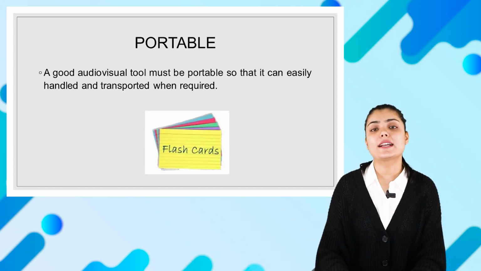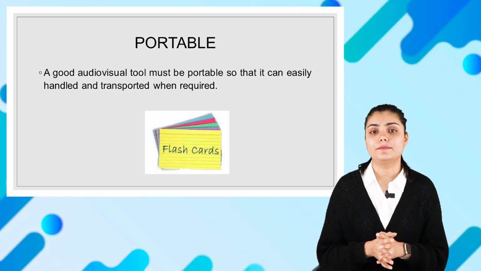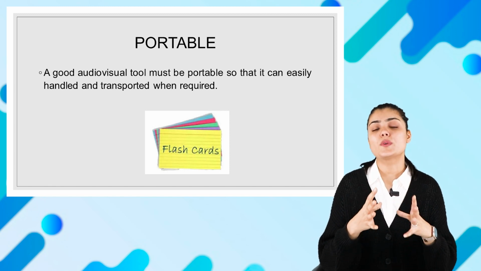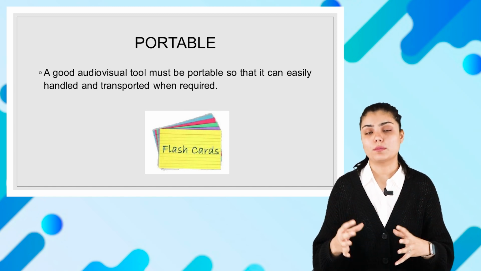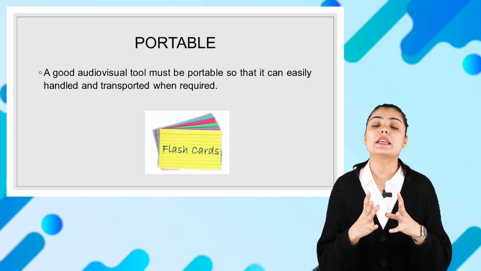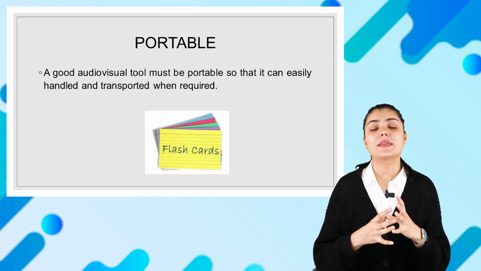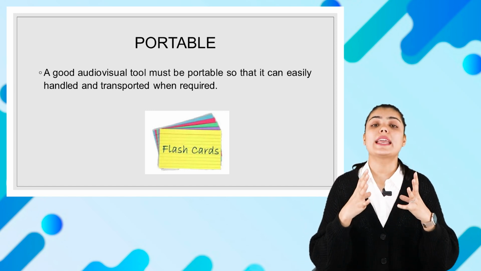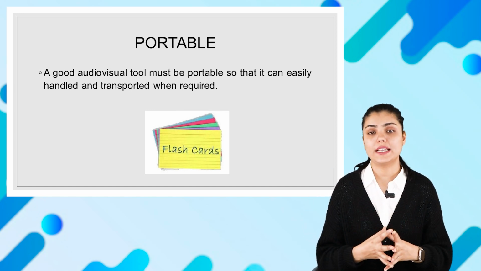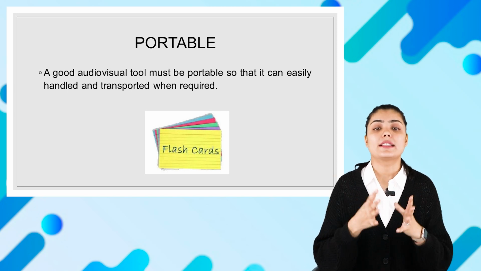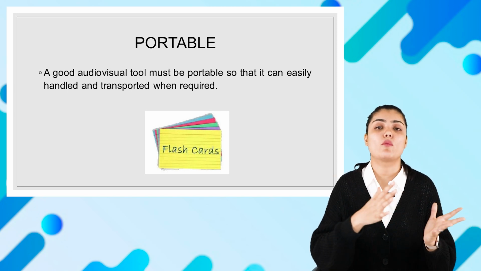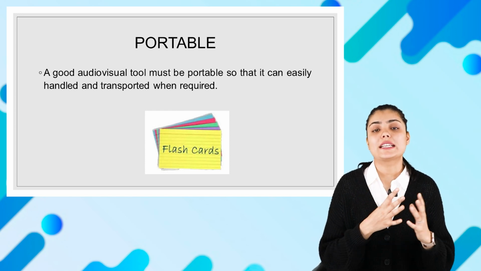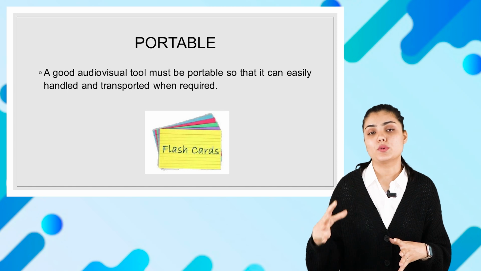The next characteristic of an AV8 is portable. Now, what is the meaning of the term portable? A good audiovisual aid must be portable. So the term portable means something that is easy to carry, something that is easy to move from one place to another. It must not be so large that people will not be able to take it from one place to another. It must be portable in order to make sure that it is easily moved from one place to another whenever it is required.